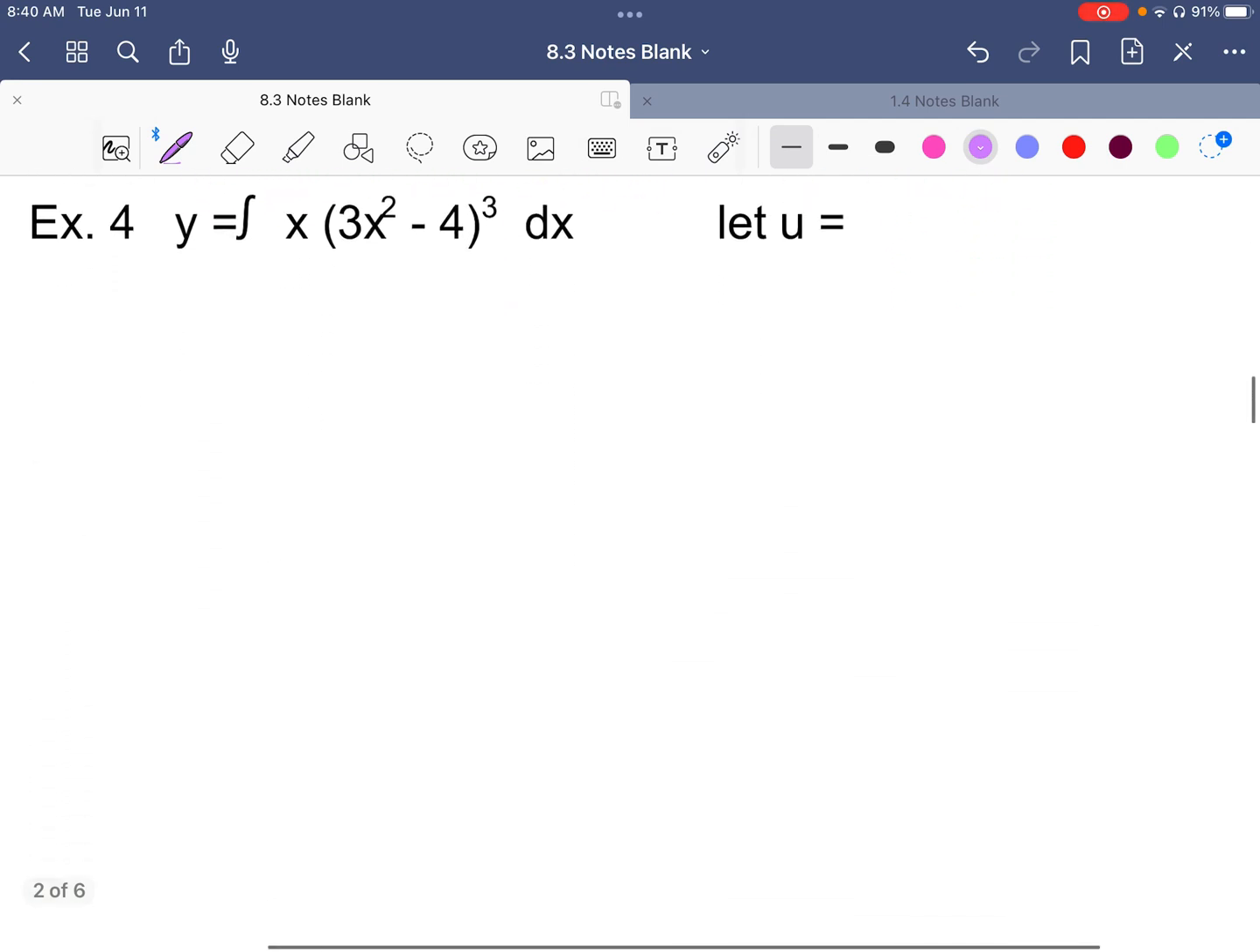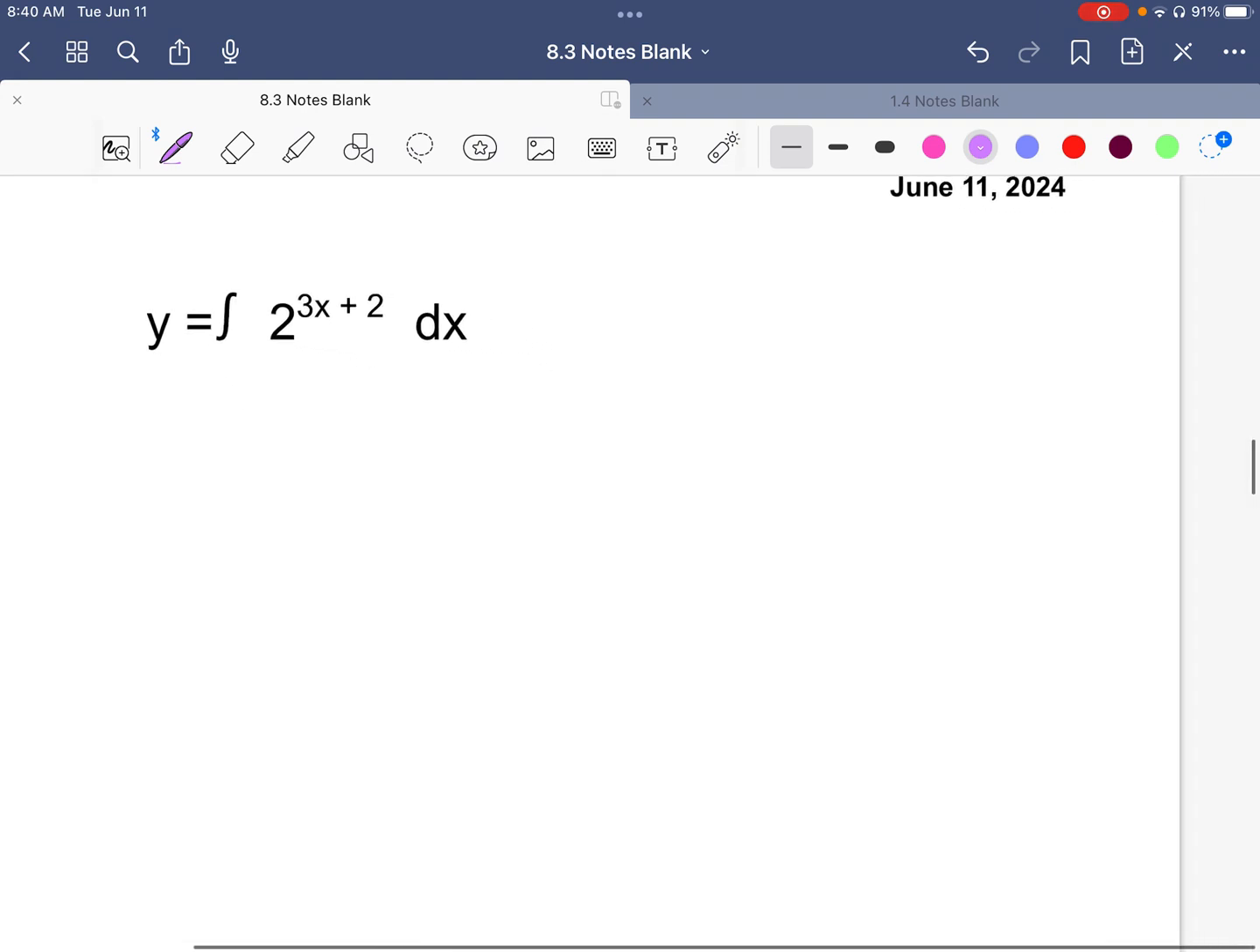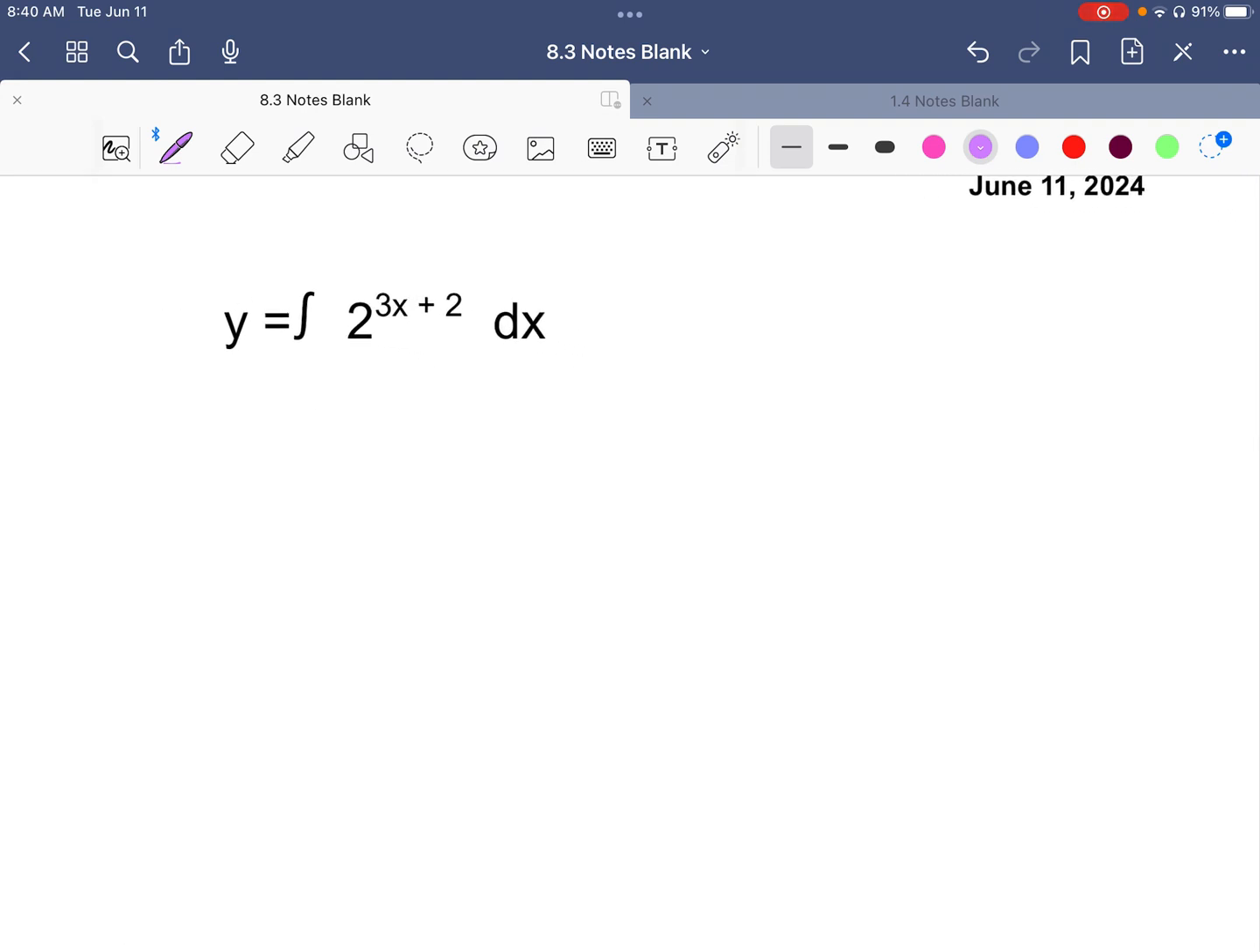All right, we're going to skip this one and we'll go to this one. Okay, so we've got 2 to the power of 3x plus 2 dx. We're going to let u equal the stuff in our power, so 3x plus 2. So du is equal to 3 dx. We are going to isolate our dx. 1/3 du equals dx.